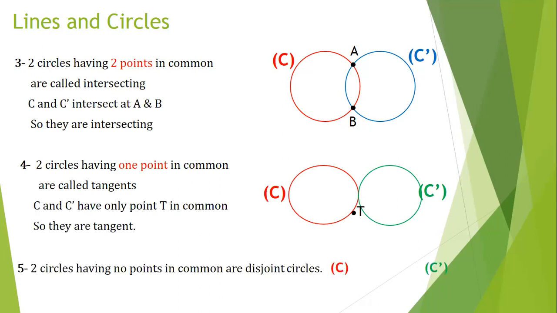If two circles do not intersect or do not have any common point, then we call them disjoint circles. As you can see in the last figure, they do not touch each other, so this is why we call them disjoint. They do not join at any point.